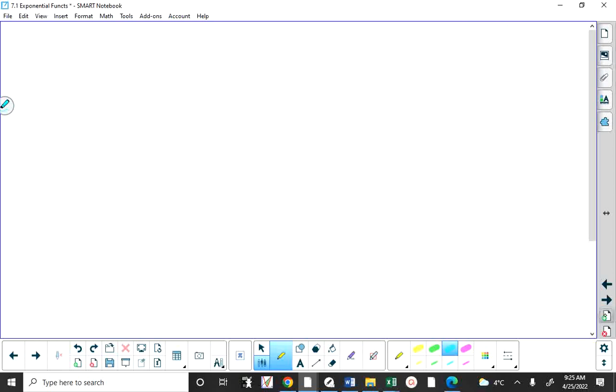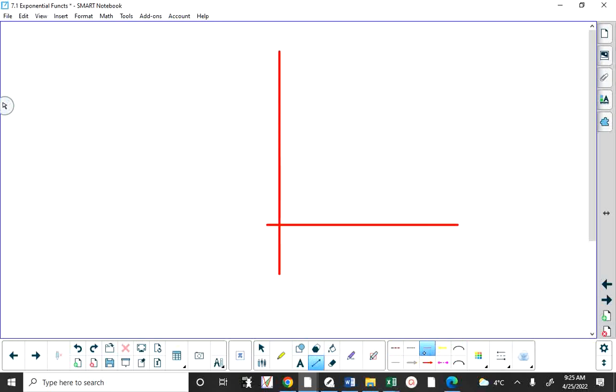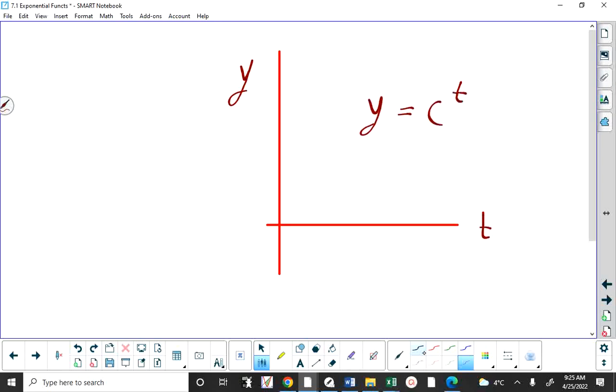If you have something that is changing over time, that thing is y, and it could be population of bacteria, it could be value of a rare stamp, it could be a number of things, and this is time. And you want to model this using y equals c to the t, we know that the y-intercept here is 1. That's one of the first things you learned in the first couple of examples.